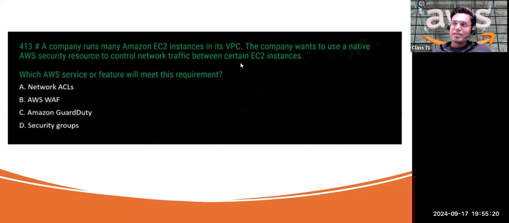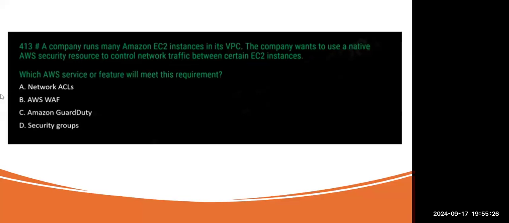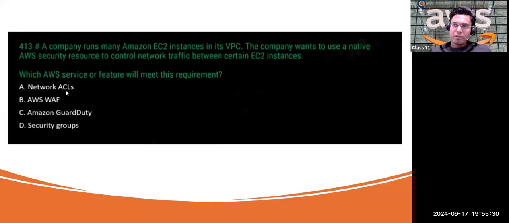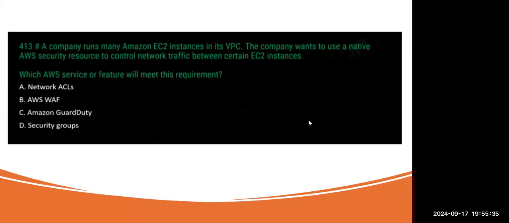Network traffic, that's certain A, EC2 instance. Why is it A? Can you explain it? Oh, network ACL? Because I explained to you we have four types of firewalls.